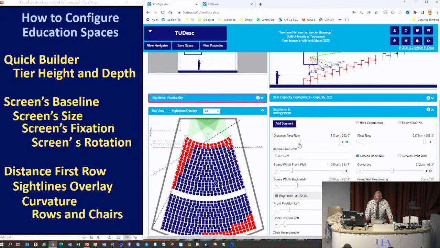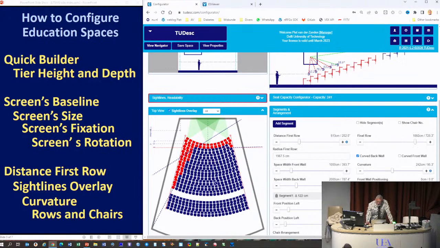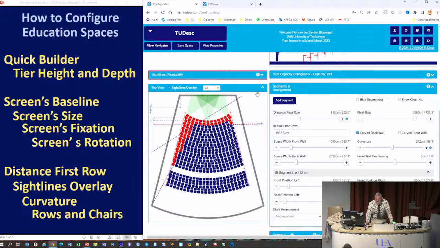I do it with the mouse. If you want to do it very stiff, you do it with the arrow keys. So you can do it point by point. So okay, I can do final row. I can play around. And the last thing of this is about segments.